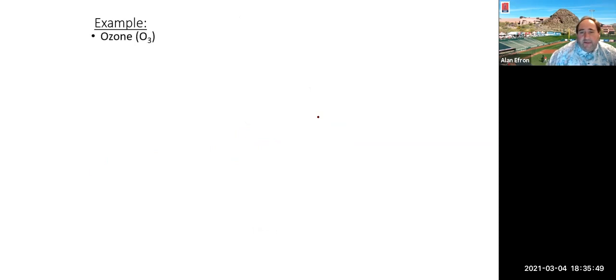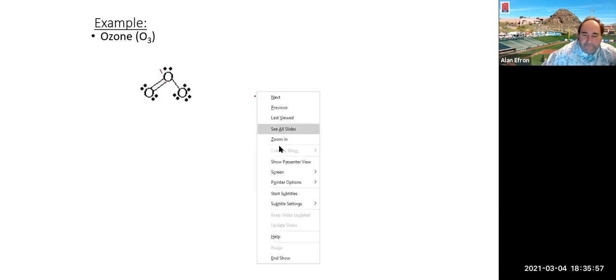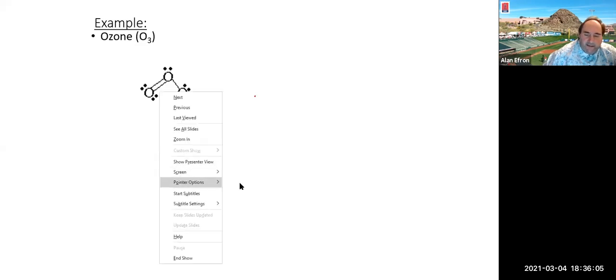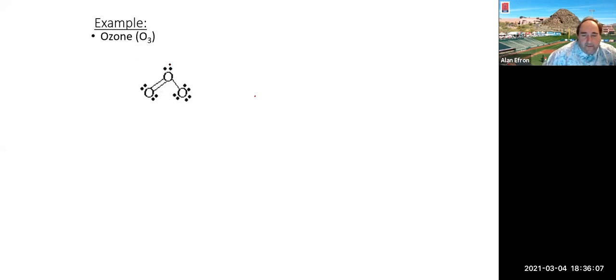So let's take a look at ozone. Ozone looks something like this when you draw its Lewis structure. And we could actually calculate the formal charge on each of the oxygens that are present here. So let's take a look first off at, why not, let's just go with the oxygen over here, the single bonded oxygen.